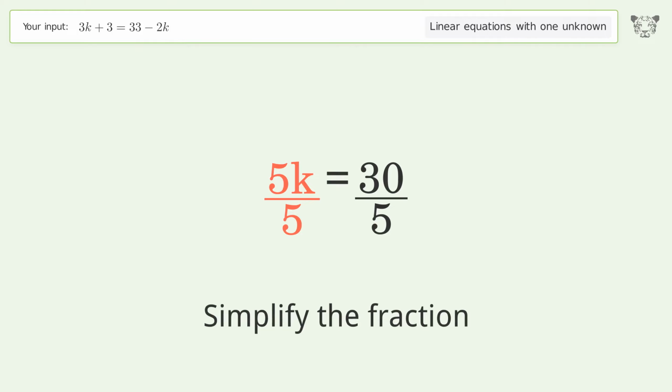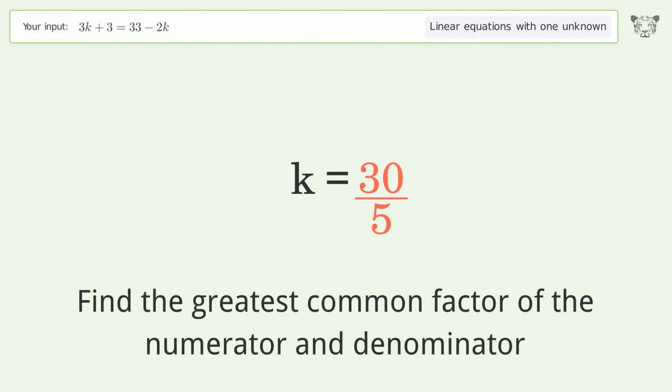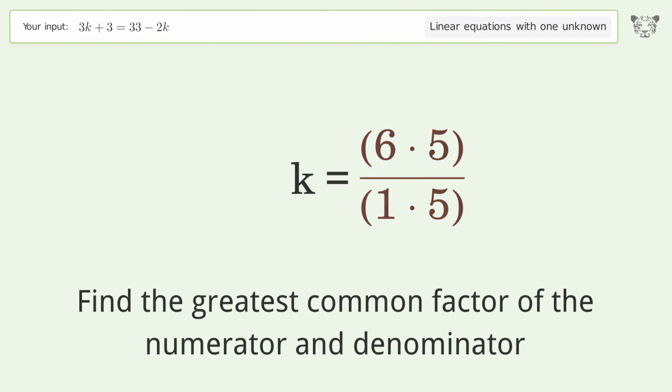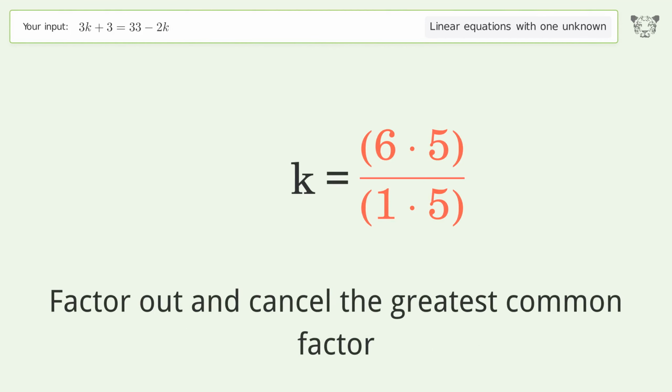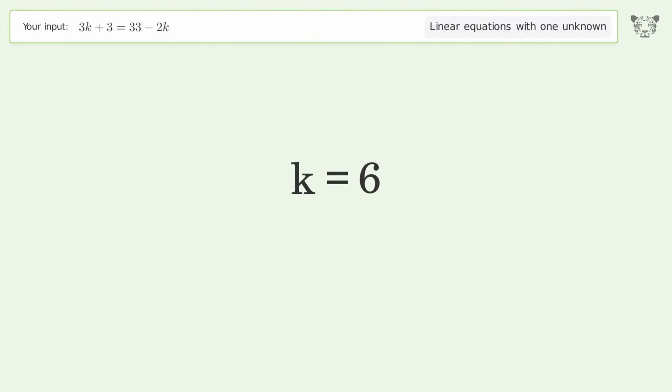Simplify the fraction. Find the greatest common factor of the numerator and denominator. Factor out and cancel the greatest common factor. And so the final result is k equals 6.